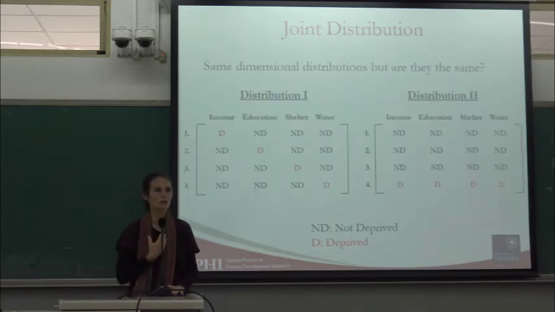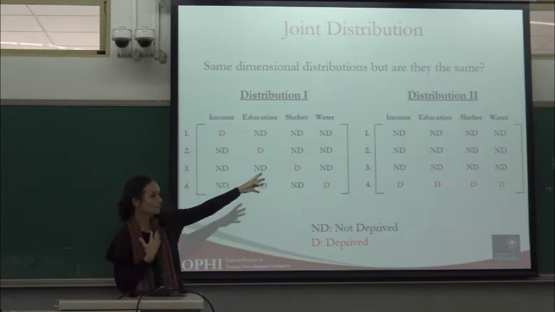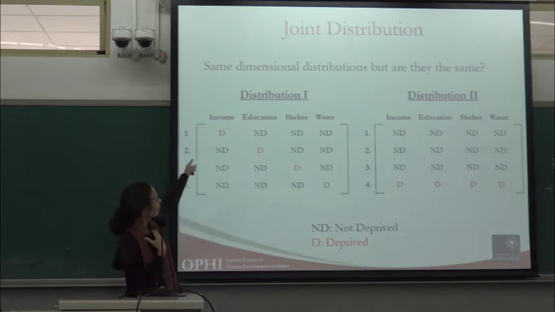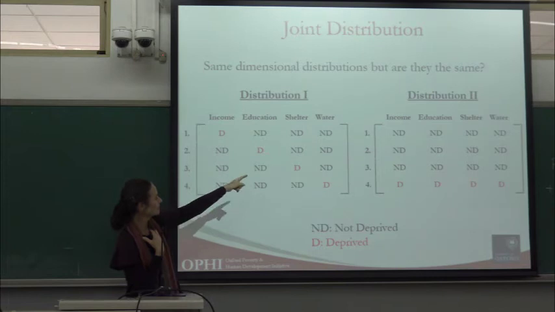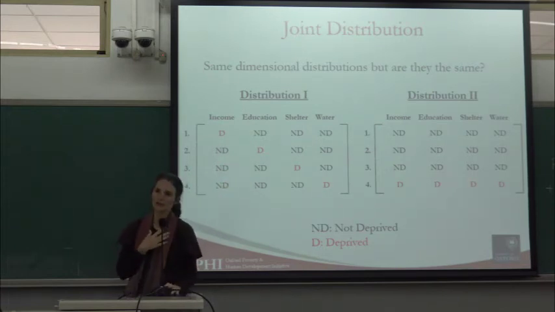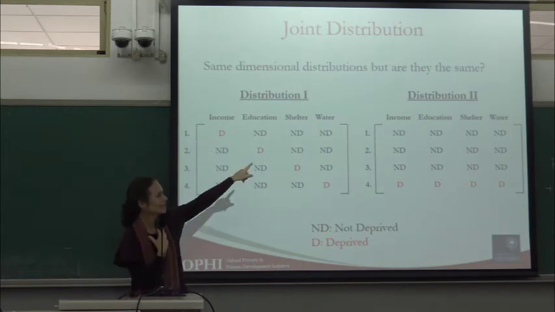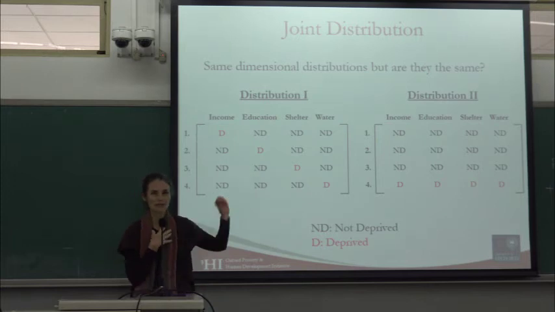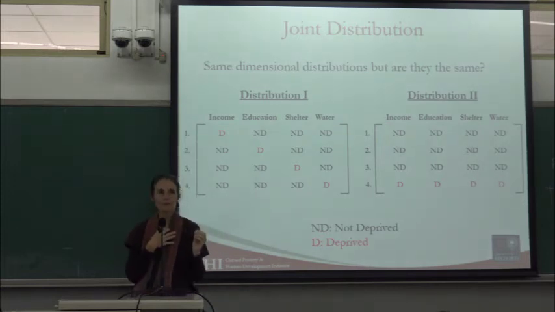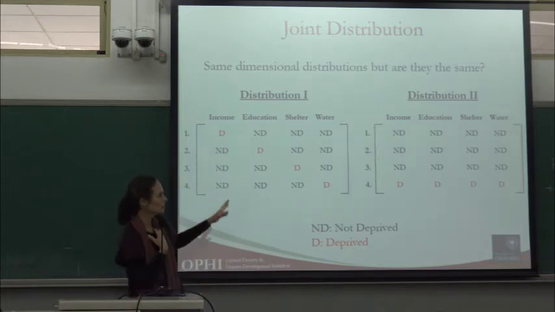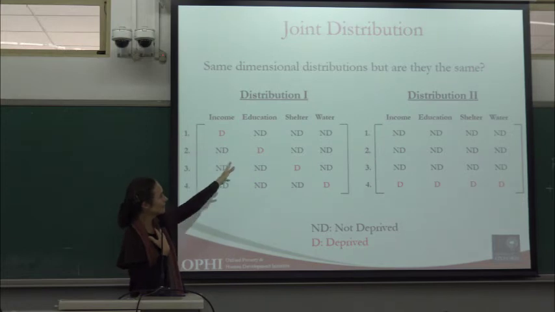But the joint distribution now looks row first. So it looks across each person's profile and aggregates the number or the weighted sum of deprivations that they have. It creates an aggregate for each person. So each person gets their deprivation score, and then it aggregates across people. So any measure that reflects joint distribution has that feature.